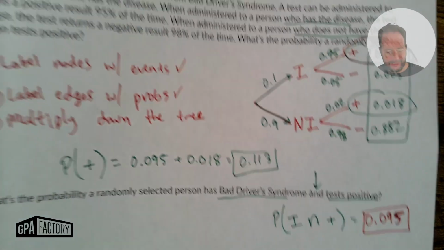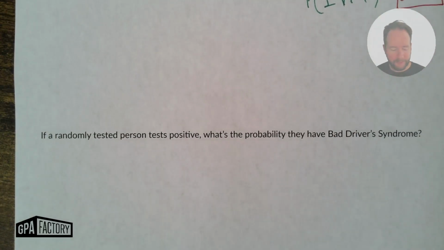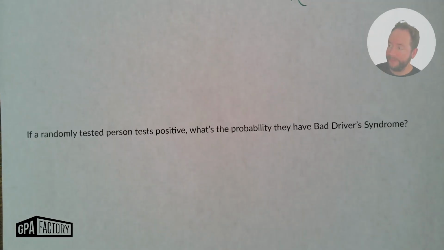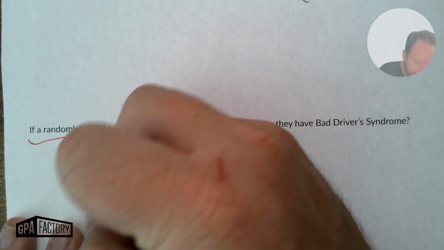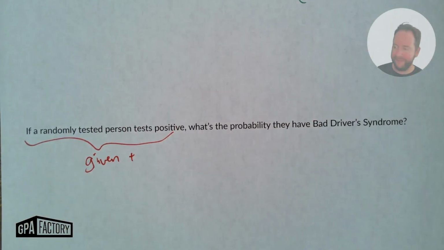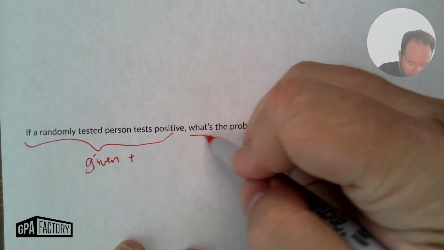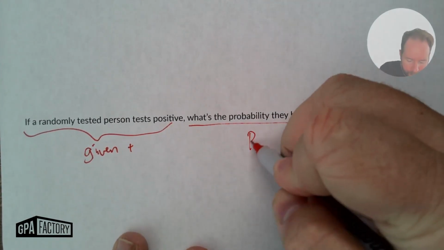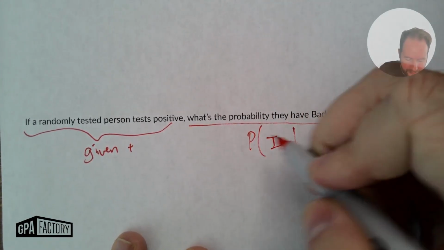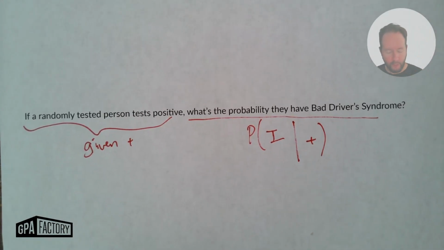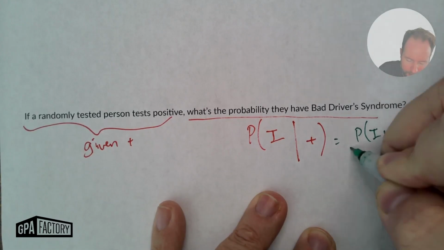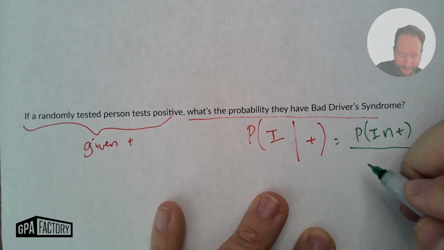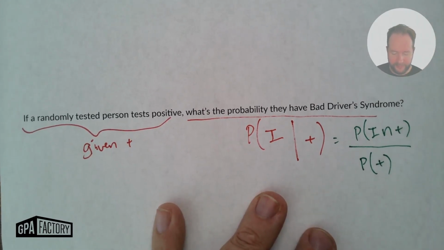Okay? And lastly, if a randomly tested person tests positive, what's the probability they have bad driver syndrome? This part is your given. So it's given that they tested positive. But I want to know, what's the probability of bad driver syndrome? So probability infected given they tested positive. We're going to reference that conditional probability formula. Here I go. That would be the probability of infected intersect testing positive, and then we divide that result by the probability of testing positive.